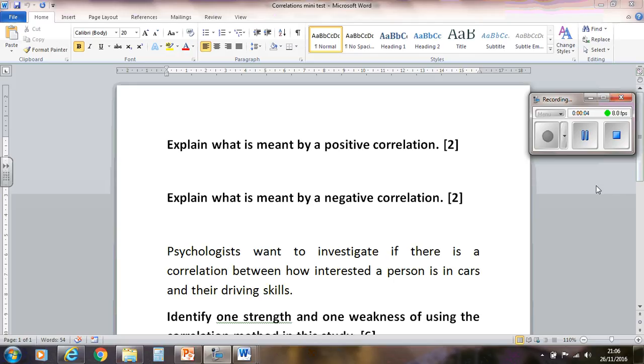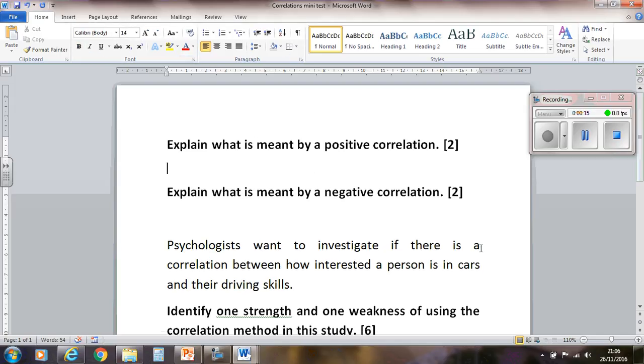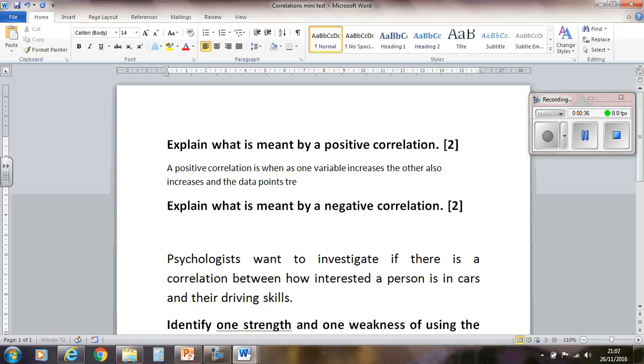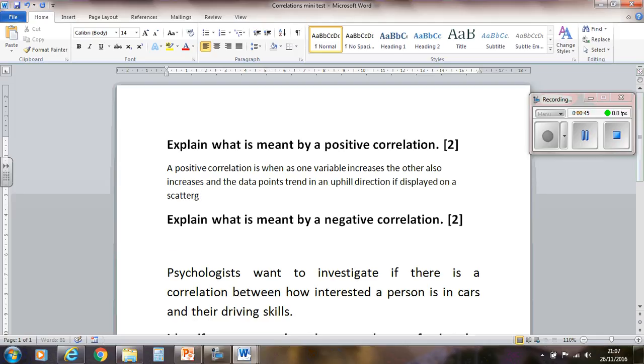This video is about exam questions for correlations, so I'm going to go through how you would answer them. We've got the first question here, which is asking to explain what is meant by a positive correlation. A positive correlation is when as one variable increases, the other also increases, and the data points trend in an uphill direction if displayed on a scatter graph.